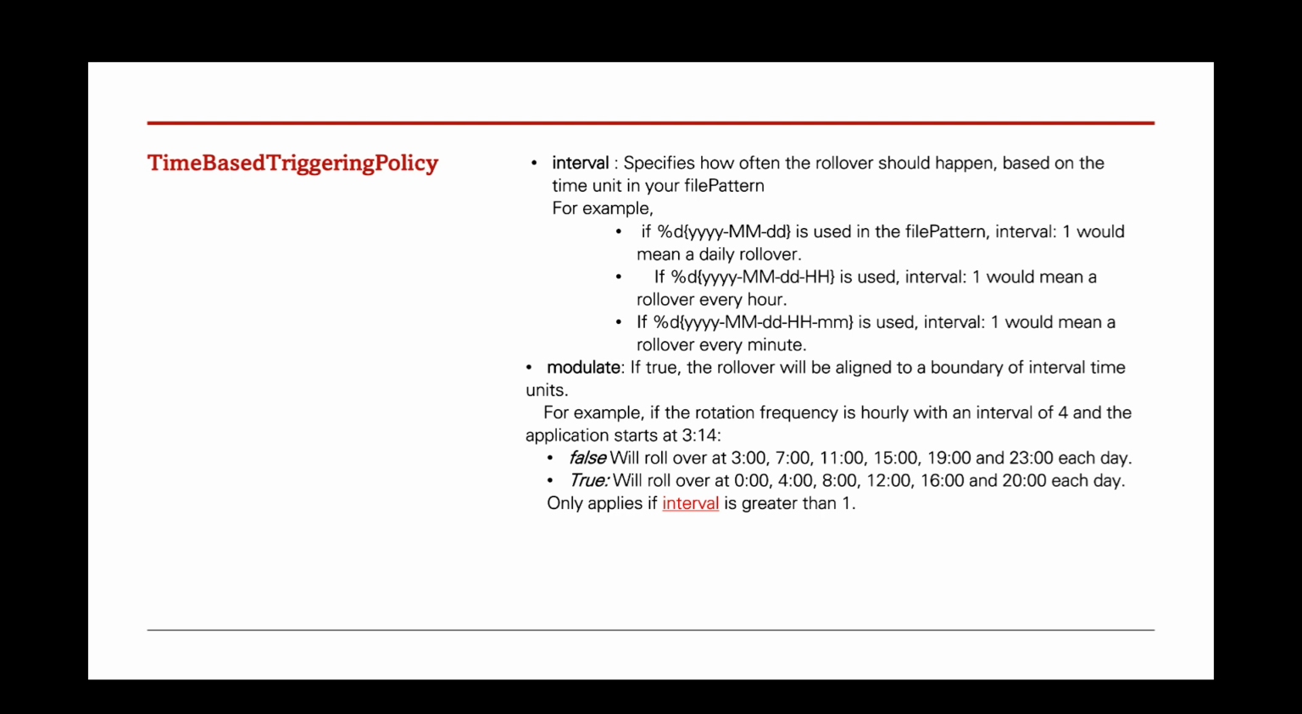Modulate, if true, the rollover will be aligned to a boundary of interval time units. For example, if the rotation frequency is hourly with an interval of 4 and the application starts at 3:14, false will roll over at 3 o'clock, 7 o'clock, 11 o'clock, 1500 hours, 1900 hours and 2300 hours each day. True will roll over at midnight, 4 o'clock, 8 o'clock, 12 o'clock, 1600 hours and 2000 hours each day. Only applies if interval is greater than 1.